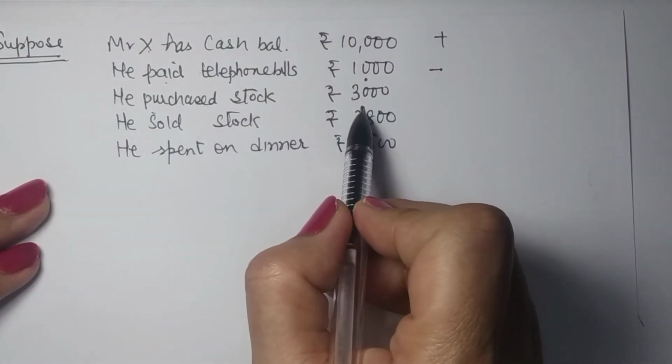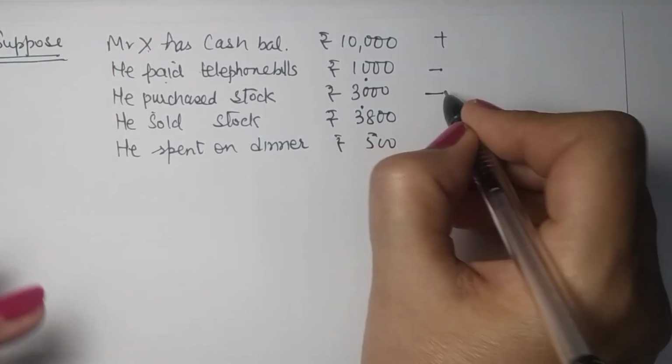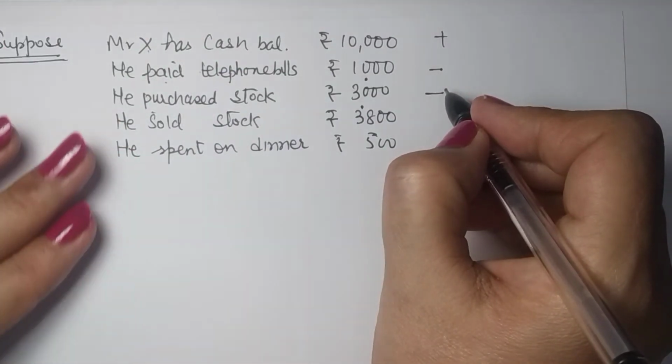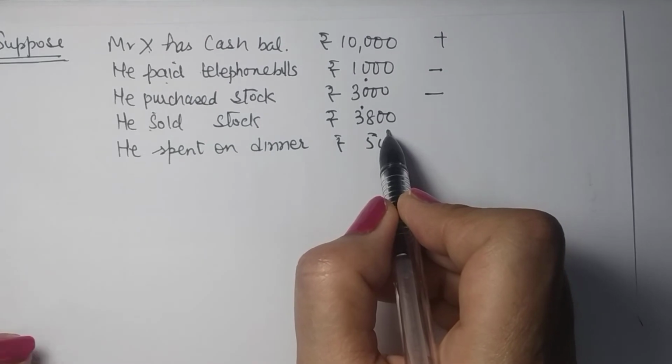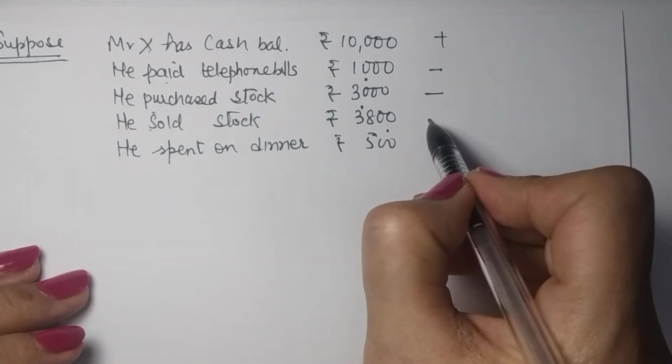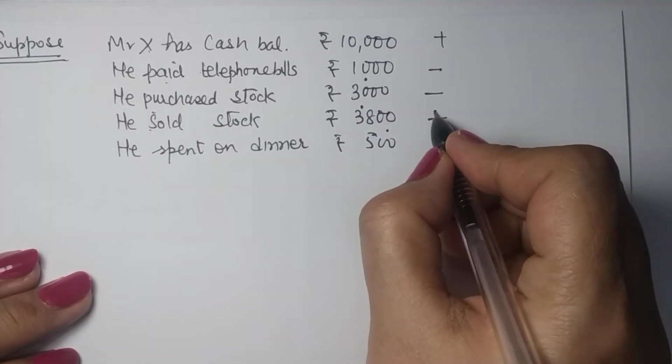You purchased stock. Now think of yourself going to the shop, buying the stock. You get stock, you give cash. So again, your cash is moving out. We are working for cash. We sold stock. Stock is sold, so stock is going but cash is coming.